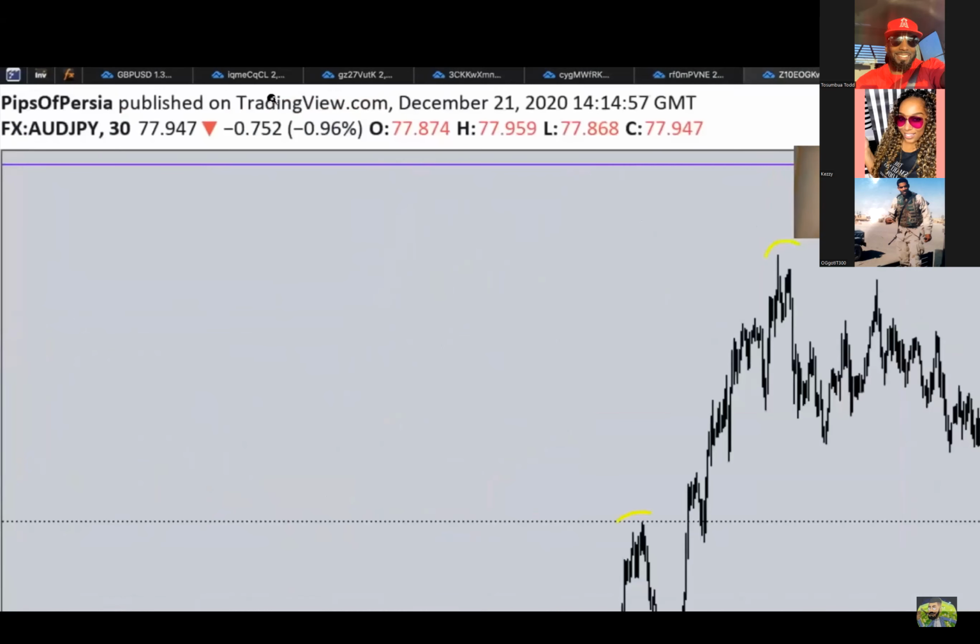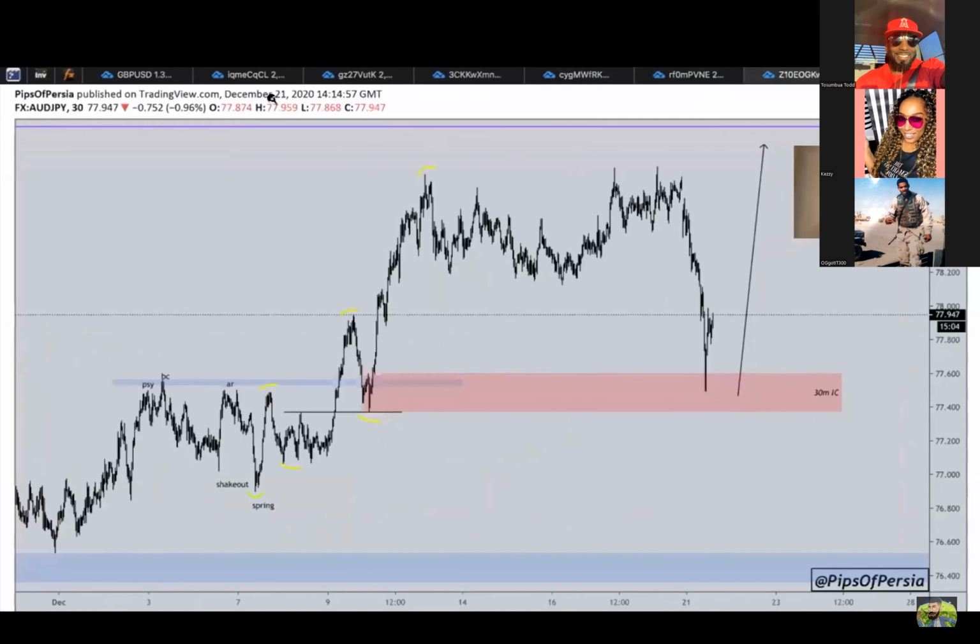Again, a very old scenario. We're talking about December 21st, something that was documented actually end of last year. But again, something so beautiful that I couldn't really ignore. I wanted to include it in this trade and in this analysis.